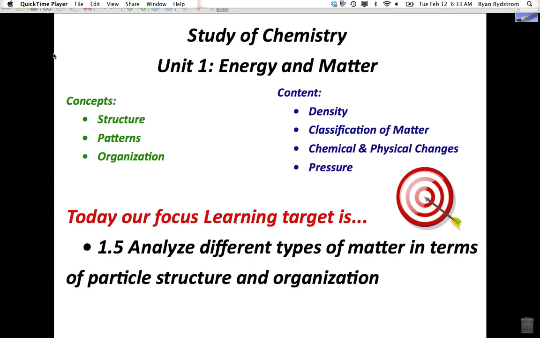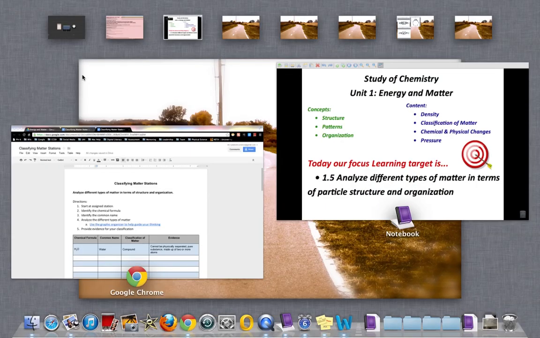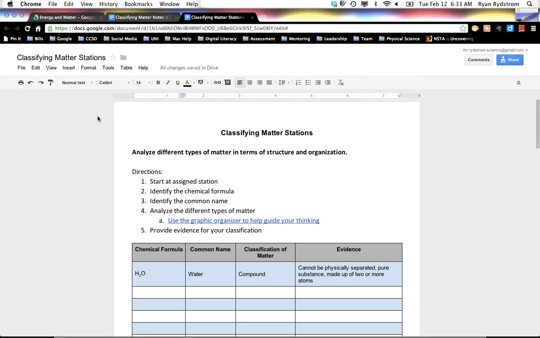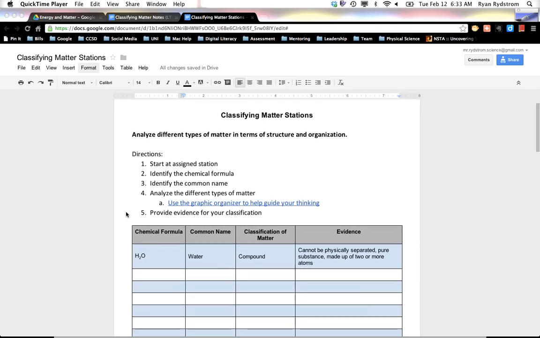So let's begin. I'm going to go through and do a think aloud of a new type of matter. So my matter that we're going to do is called ethanol. So on your classifying matter stations worksheet, we're going to do a couple things. First, the directions is you start at your assigned station, you're going to identify the chemical formula, then the common name, then analyze the different types of matter using the graphic organizer, and provide evidence for your classification. So to begin with, I am starting with ethanol. Now do not shake or open any of the matter jars. Just look at them and observe them.